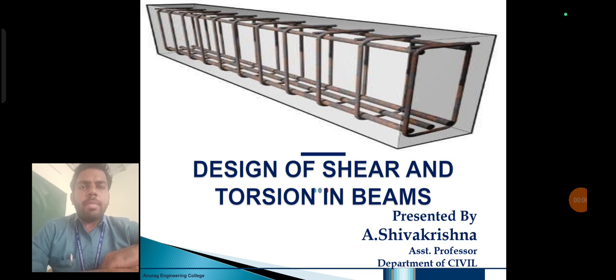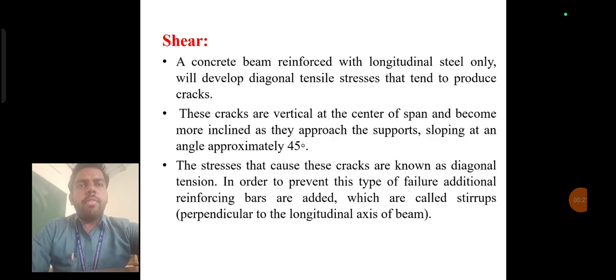Today I am explaining the subject Structural Engineering 1, coming to the second unit, that is design of shear and torsion in beams. Here, what is meant by shear? The occurrence of shear in beams is very common in nature.